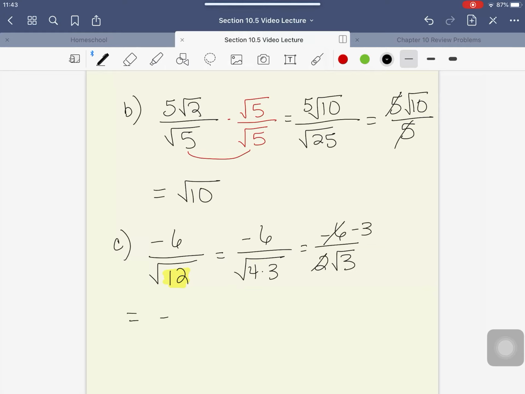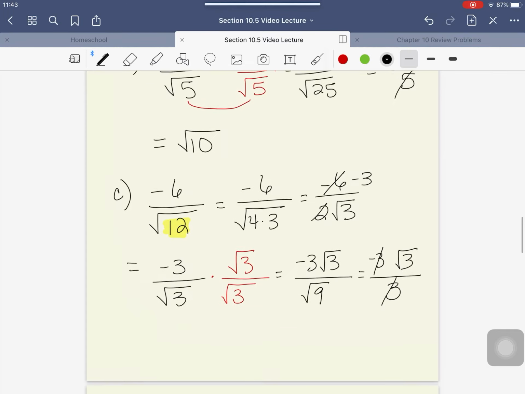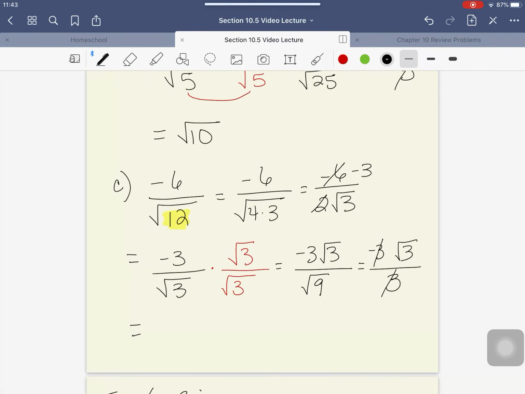So now I have -3 over the square root of 3, and now I'll rationalize by multiplying by the square root of 3. So that will be -3 square root of 3 over the square root of 9, and the square root of 9 is 3. And then that cancels out. So the final answer would be negative square root of 3.